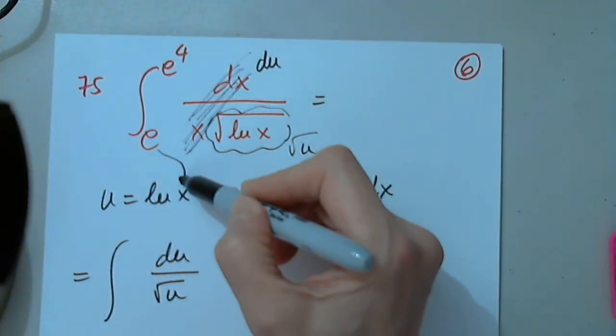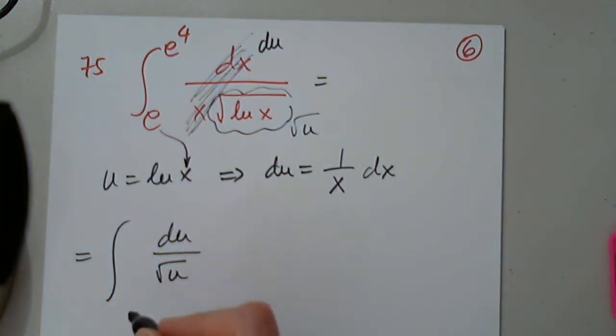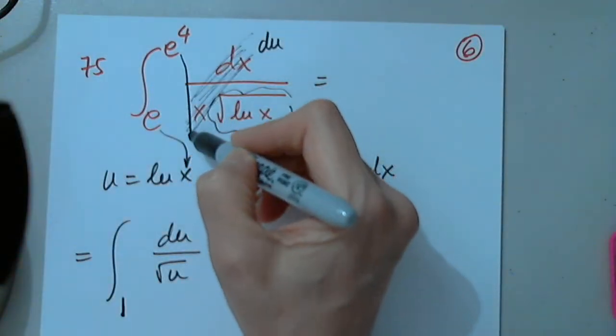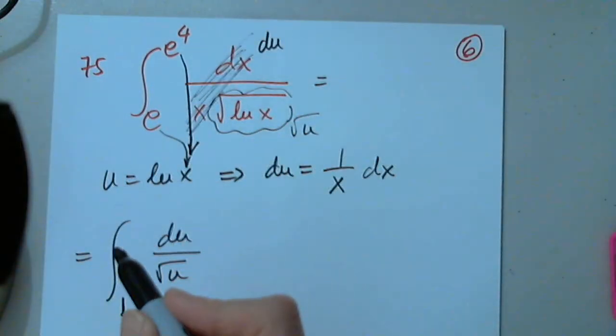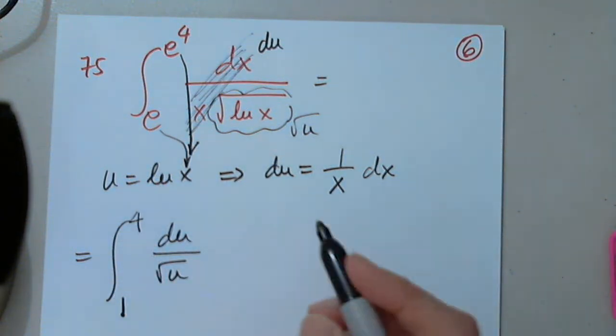When x is the lower limit, how much is u? Zero. Would it be 1? 1. Natural log e is 1. Very good. When I have x as e to the fourth, what do I get as the upper limit for u? 4. Very good. Awesome.